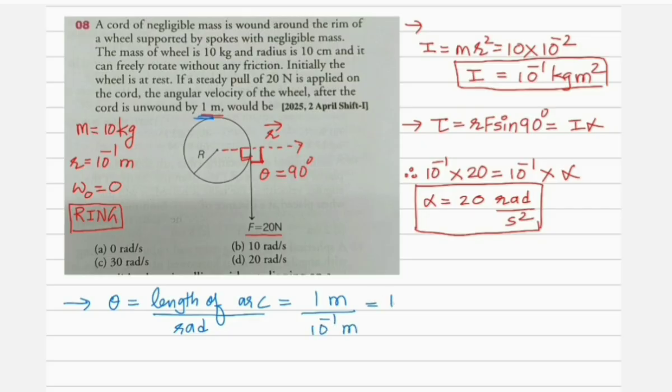So this will be 10, and the good part is that from this formula we will directly get theta in SI unit, which is nothing but radian. So theta will be 10 radian, students. This is not the final answer. Let me remind you, you have to find the final omega.